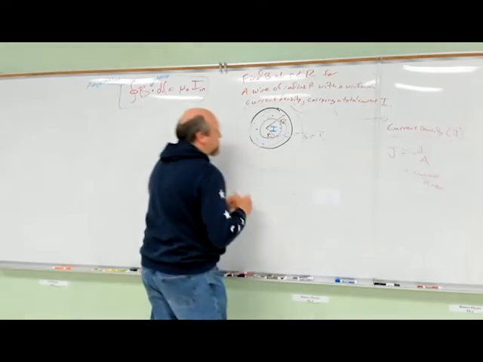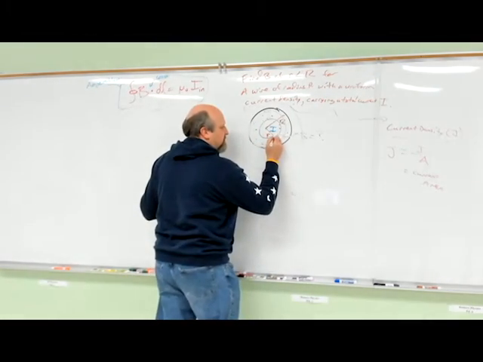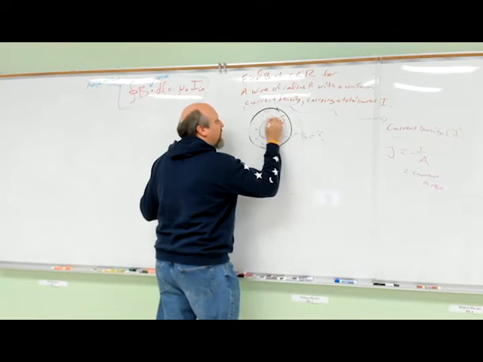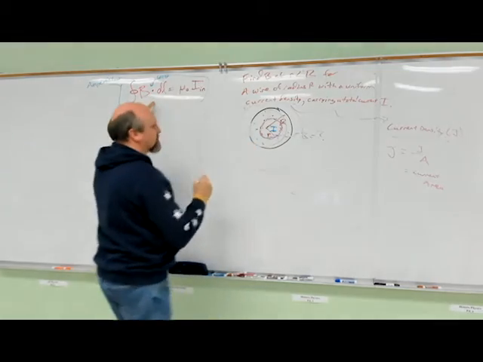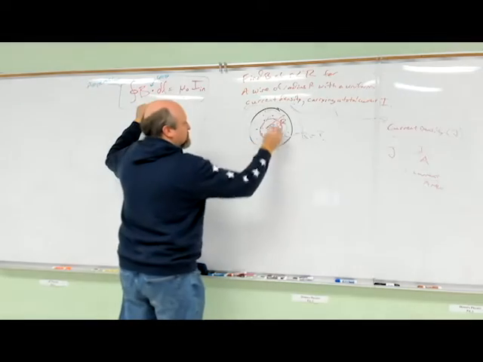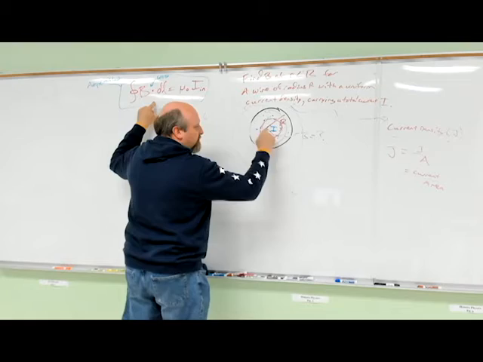So I'm going to choose a path that goes right along the field line, right? This is my Amperian path, like a Gaussian surface. It's a path I choose to do this integral over. Okay, so I'm going to just do a circle that goes along the field line there at radius little r.